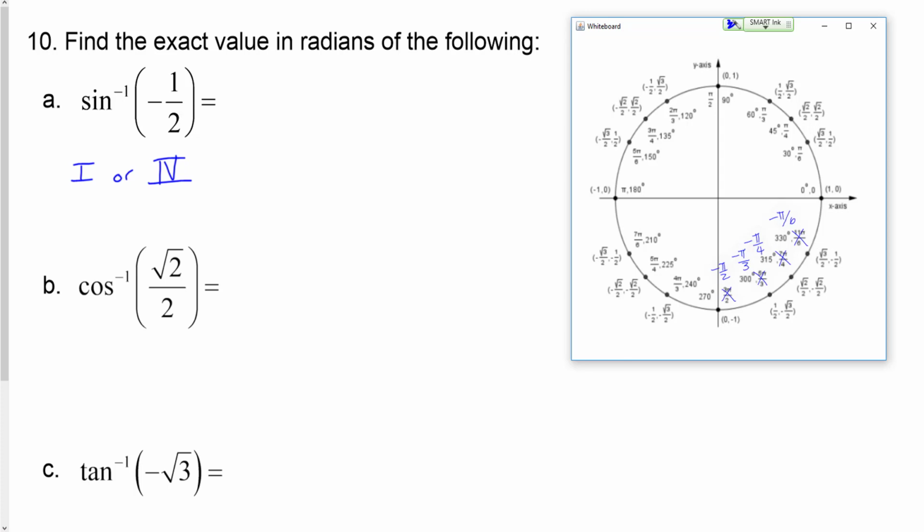Just be careful there. All right, now this is going to be in 4 because the half is negative. So I'm looking to where the y value, because sine is associated with the y value, is negative 1/2. And that happens right here when we have the angle measure negative pi over 6.